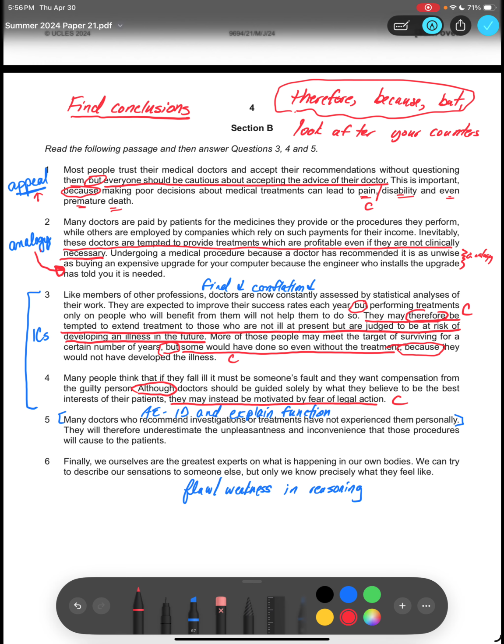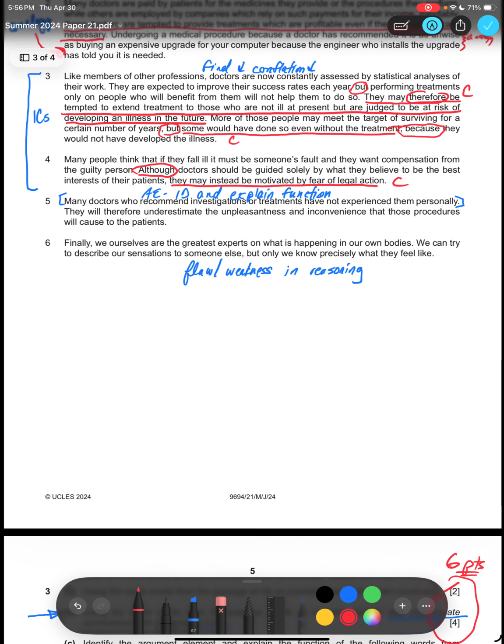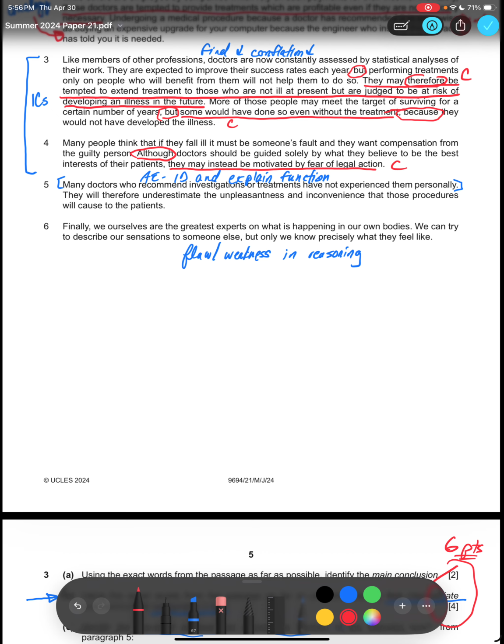Okay? Now, we've done 3 and 4. Let's go to 5. Many doctors who recommend investigations, that's British for looking into a health problem, or treatments have not experienced them personally. They will therefore, that's your dead giveaway, underestimate the unpleasantness and inconvenience that those procedures will cause to the patients. Finally, we ourselves are the greatest experts on what is happening in our own bodies. We can try to describe our sensations to someone else, but only we know precisely what they feel like.